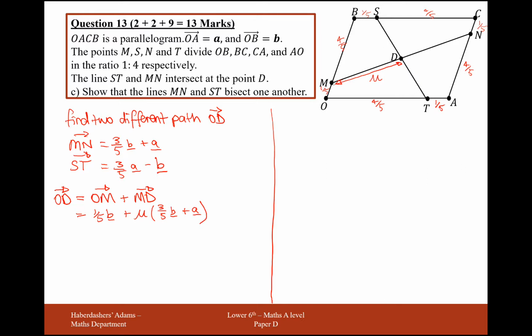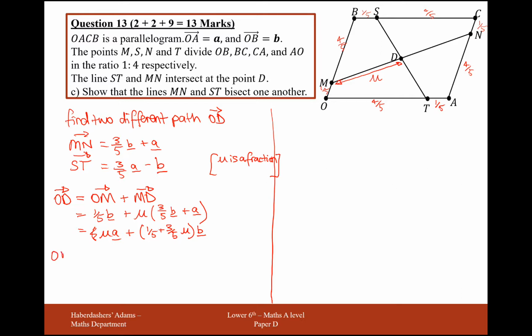Okay, so if we were to go all the way from M to N, our ratio would be 1 here, but we only want to be going a fraction of that distance. So just remember here that mu is a fraction of the way from M to N. Okay, so let's simplify this now, group all the a's and the b's together. So it's going to be mu a add a fifth add 3/5 mu b.